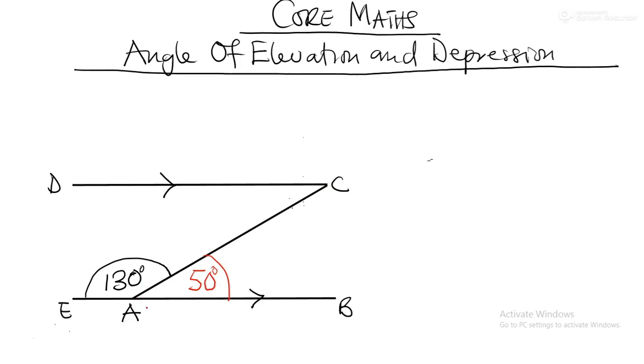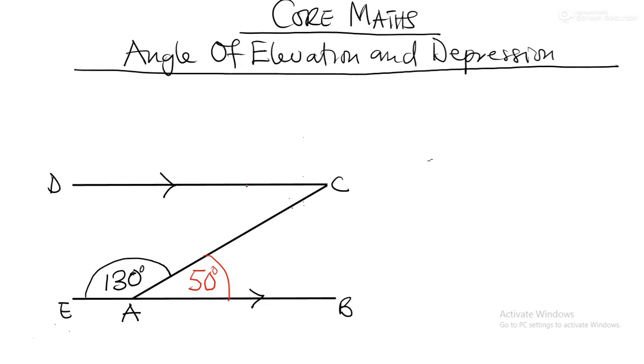Are you okay? Good. Now, I want you to also look for the angle of depression of the point A from the point C. So what is the angle of depression of the point A from the point C? It will be 50 degrees. Good. So how did you get the 50 degrees?